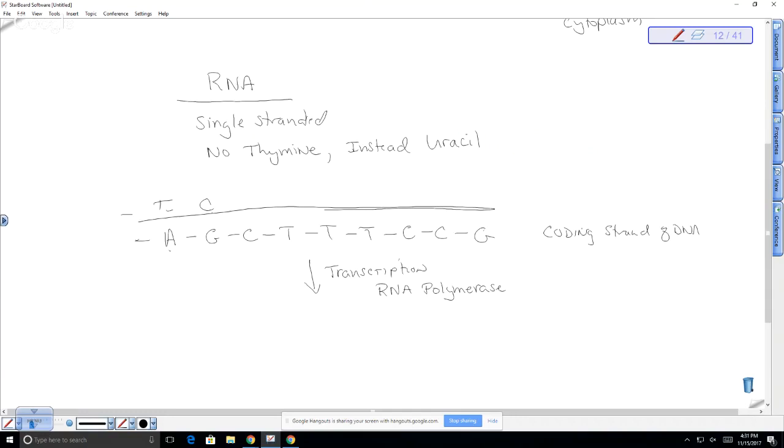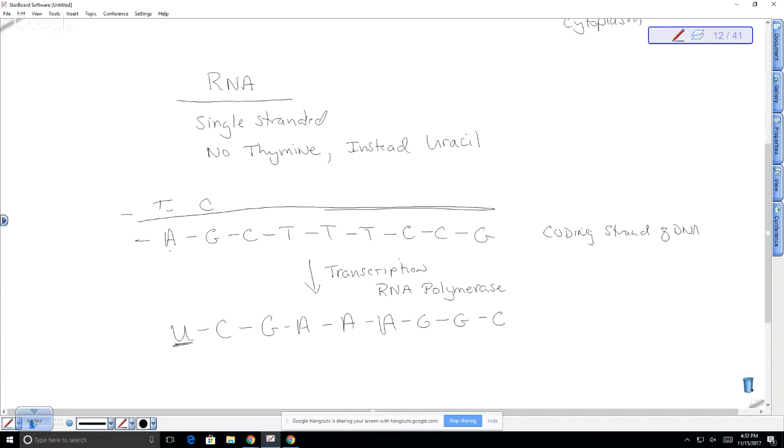So A pairs with, in this particular instance, there's no T, so we go U. G pairs with C. C pairs with G. T pairs with A. T pairs with A. C pairs with G. And G pairs with C. Okay? So notice that I still applied Chargaff's rule, but where there would have been a thymine, I use uracil.